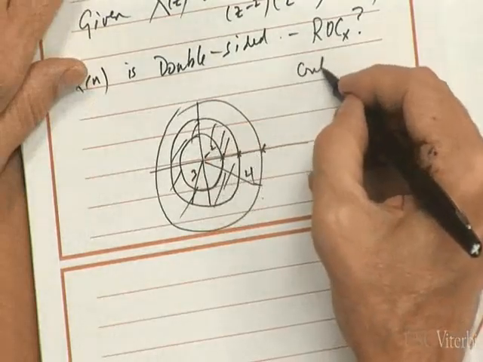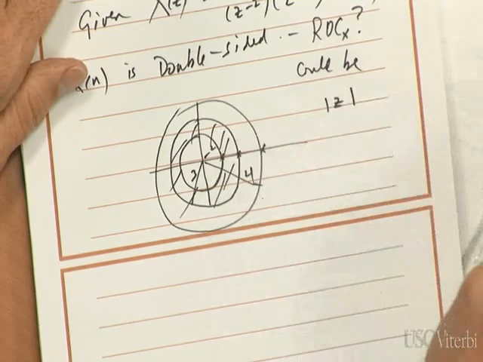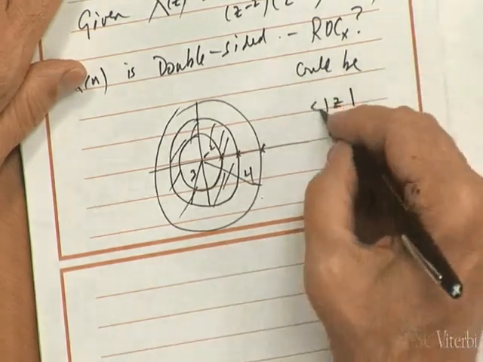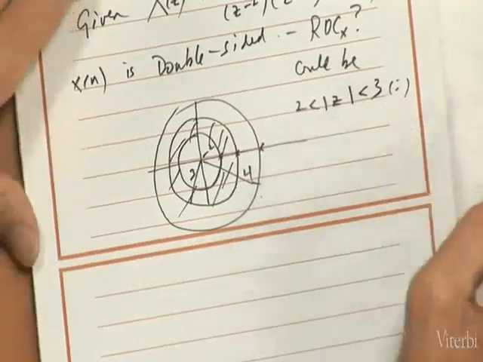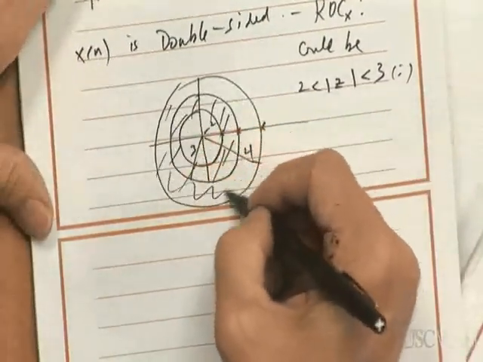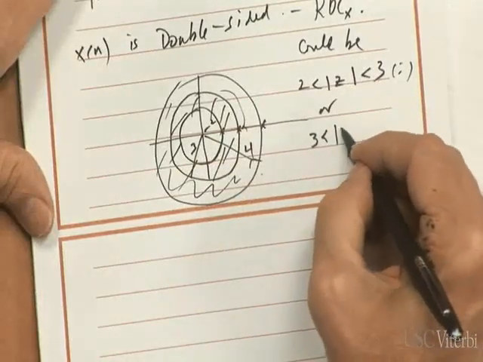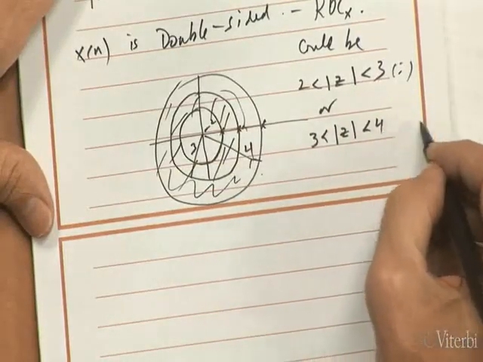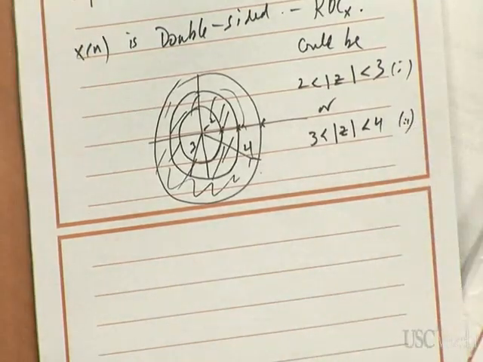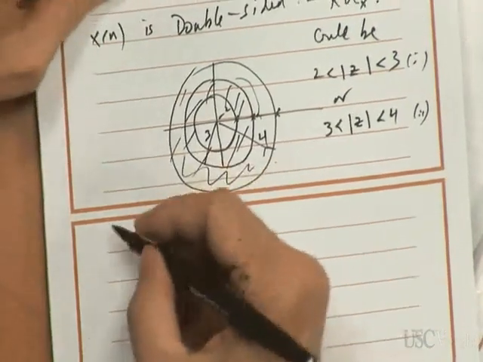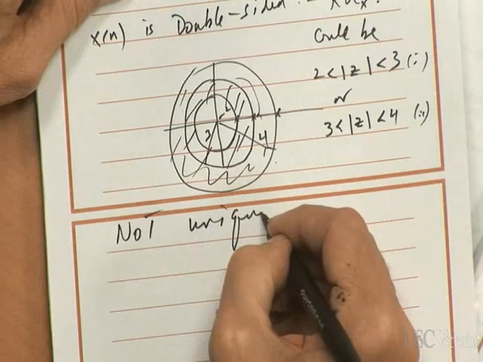It could be magnitude of z greater than 2, less than 3, could be. That's one possibility. Or it could be this region. Or, second possibility, 3 less than magnitude of z less than 4. So the problem is that you can't uniquely determine the ROC. Not unique. There's two possibilities we've identified.